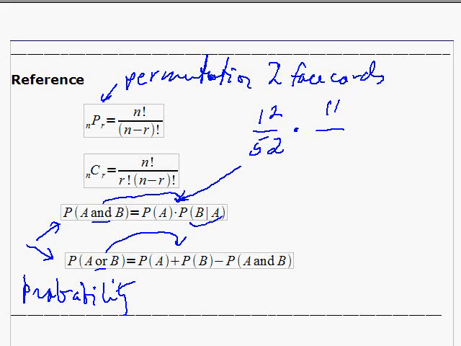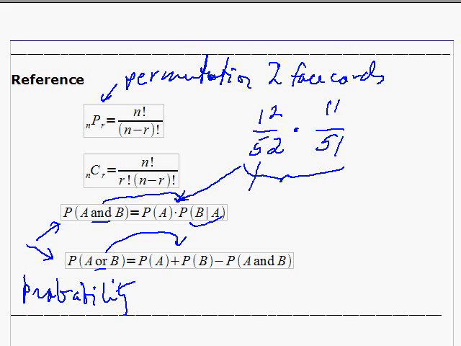You only have 11 left, and you only have 51 cards in the deck. Now, this is very interesting. You see how this fraction is? Leave it like this. There's no reason on a test to try to multiply 52 times 51 and 12 times 11. We could probably do that easy enough, and then try to divide it out. Leave it like this. In fact, I want to see it like this because it tells me you know what you're doing.